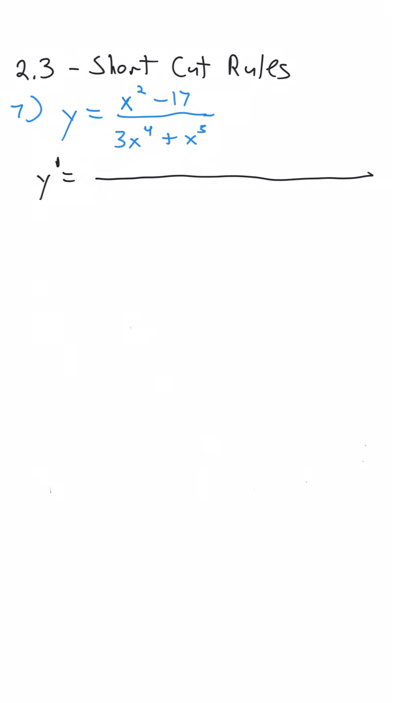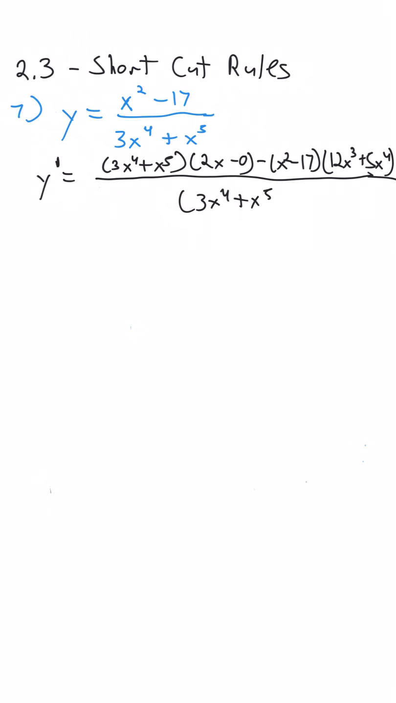Low is the bottom function, 3x to the fourth plus x to the fifth. D high, the derivative of the top function, which is 2x minus 0, minus the top, which is x squared minus 17. Low d high minus high d low, the derivative of the bottom next, which is 12x to the third plus 5x to the fourth. All over low low, which is the bottom squared.